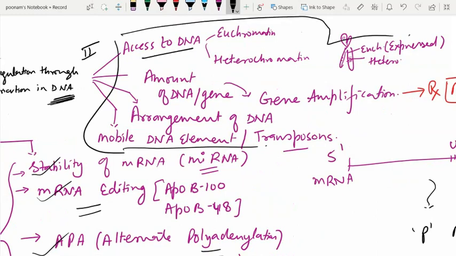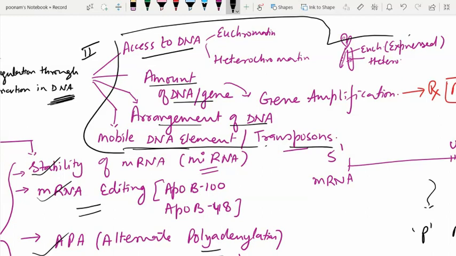Access to the DNA: how easily the gene is accessible by the transcription factors. Then the amount of gene which is available for transcription, that is gene amplification. Then the arrangement of the DNA: how the introns and exons are separated. Then mobile DNA elements, where we discuss the transposons.